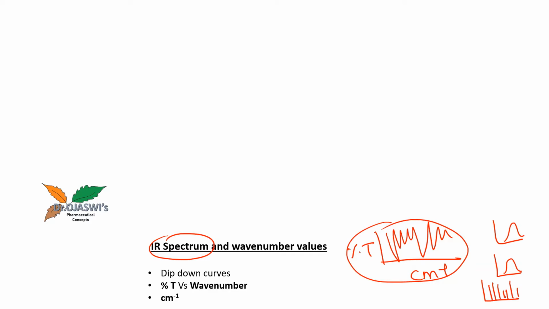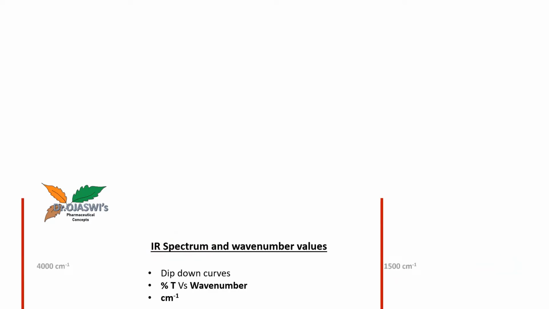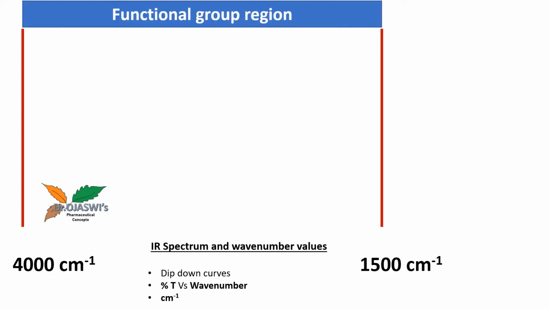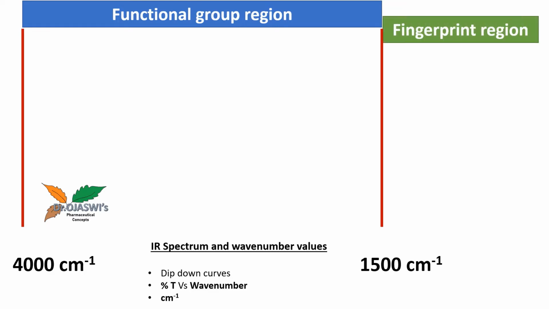Now these wave number values are from 4000 centimeter inverse onwards. 4000 centimeter inverse to 1500 centimeter inverse is called the functional group region. There is another region below 1500 centimeter inverse which is called the fingerprint region. This fingerprint region is very much crowded, so many peaks we get here, and the maximum number of peaks occur here because of the bending vibrations.